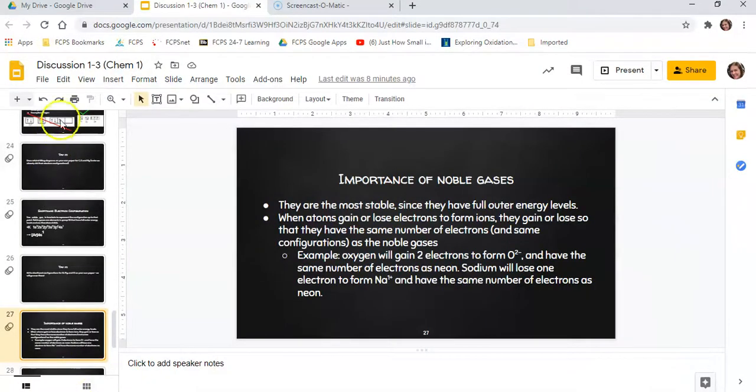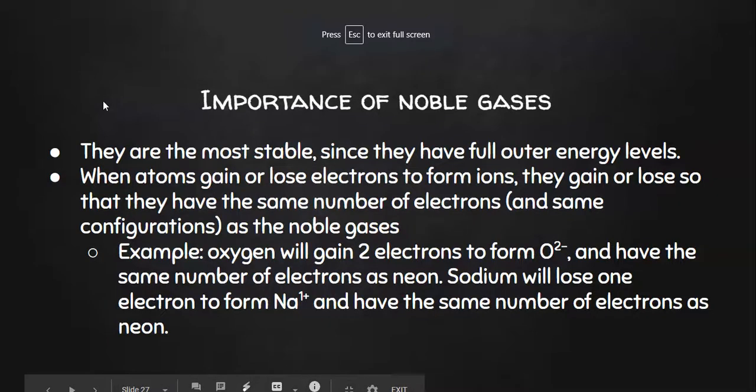All right, so the noble gases are really important. They're the most stable since they have full outer energy levels. One of the things that we're going to talk about as we move through the class is that when atoms gain or lose electrons, they gain or lose so that they have the same number of electrons as the noble gases. For example, oxygen is going to gain 2 electrons to be like neon. Sodium will lose 1 electron to be like neon. So we'll focus on this a little more in the coming units.